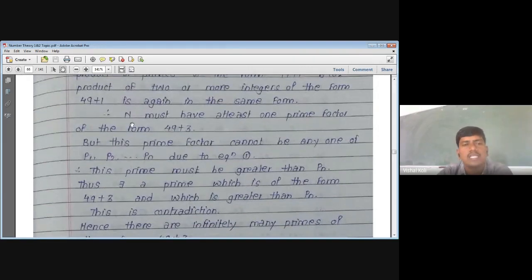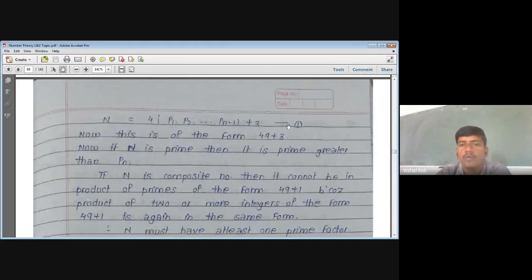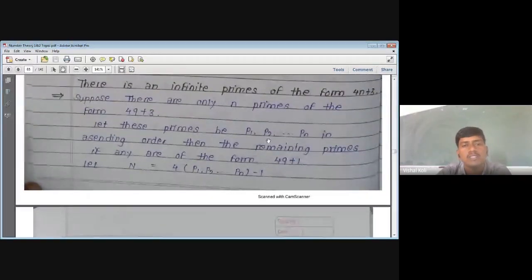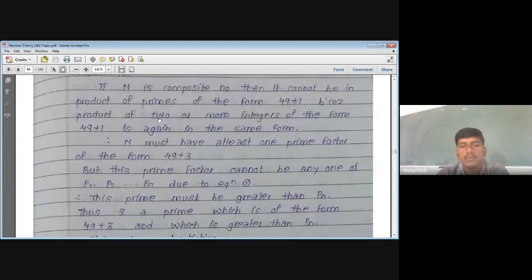So in both the cases, that is either N is a prime number or N is a composite number, here we get a prime number which is greater than these n primes and which is in the form of 4q plus 3. But this is a contradiction to our assumption that there are only n primes in the form of 4q plus 3, since here we get one prime which is greater than all these n primes and which is in the form of 4q plus 3.